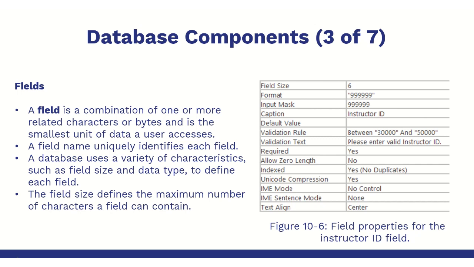When we talk about the database, you will often encounter the keyword called fields. A field is a combination of one or more related characters or bytes and is the smallest unit of data a user can access in the database. A field name uniquely identifies each field. The database uses a variety of characteristics such as field size and data type to define each field. The field size defines the maximum number of characters the field can accommodate.